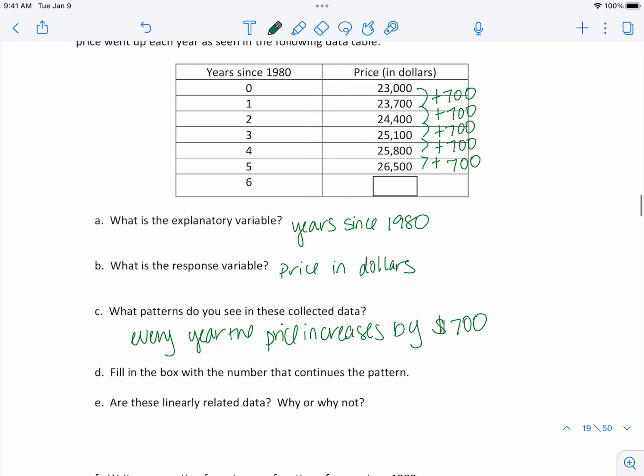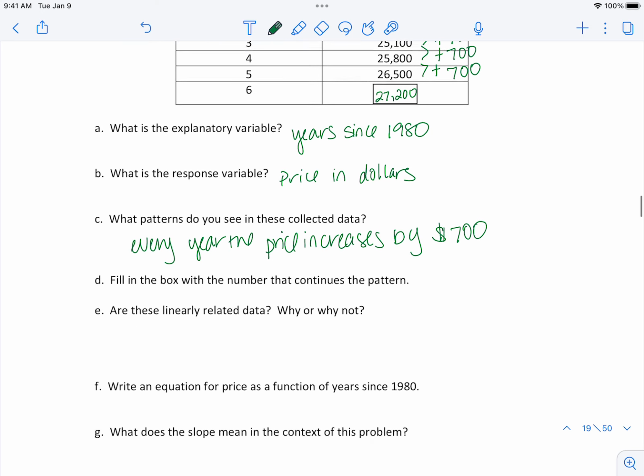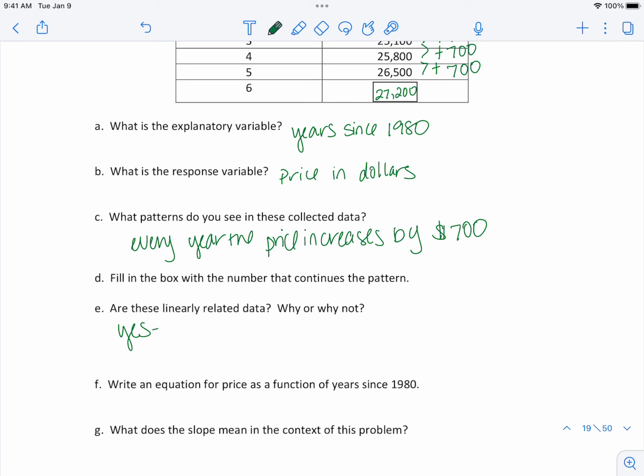Then it says fill in the box with the number that continues the pattern. If I add 700 to 26,500, that's going to give me 27,200. Are these linear related data, why or why not? Yes, because it's a constant increase of $700 each year.